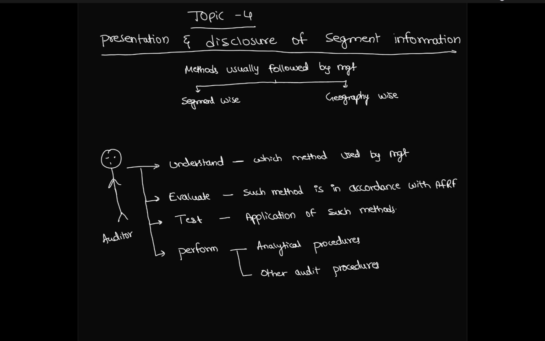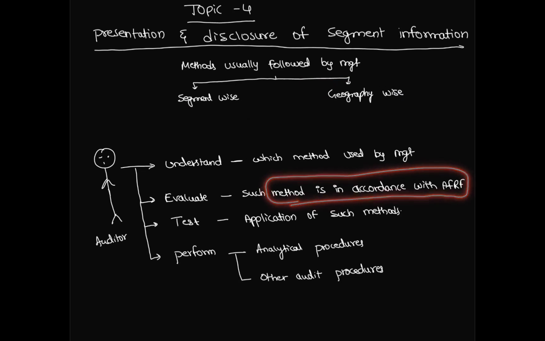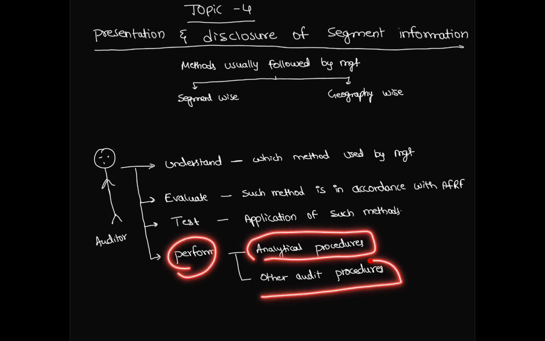And finally, what we have to do is test the application of such method. If the company is following segment wise information, it's okay, but we have to check whether they are applying it properly or not. So first we have to understand which method the company is following, and once we understand which method is followed, whether that method is appropriate in accordance with the standards or not. Once we confirm that it is appropriate, then we have to test the application, whether they are following it properly, whether they are calculating everything properly or not. And finally we have to perform analytical procedures and other audit procedures.